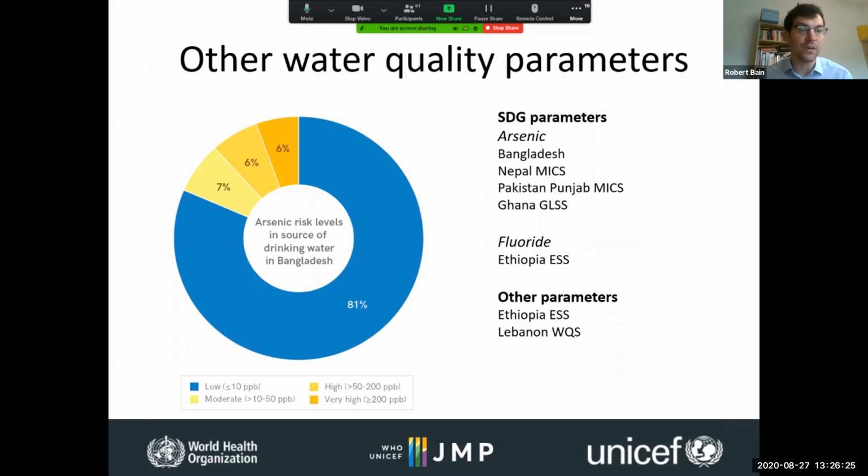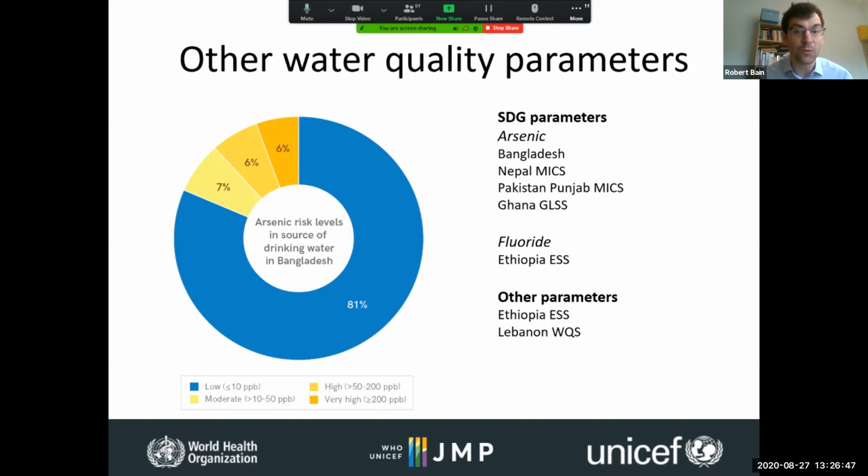We also mentioned other water quality parameters, and so although all countries have tested for E. coli, or in one case, DPRK, so North Korea tested for thermotolerant coliform due to difficulties in getting that testing kit.